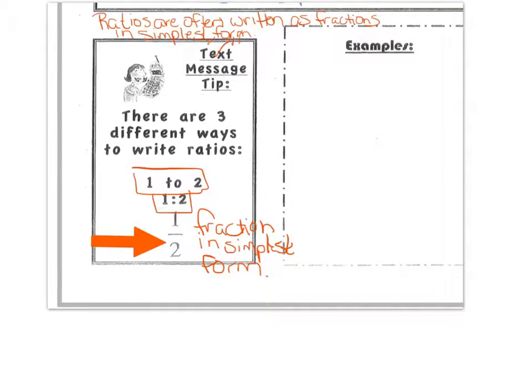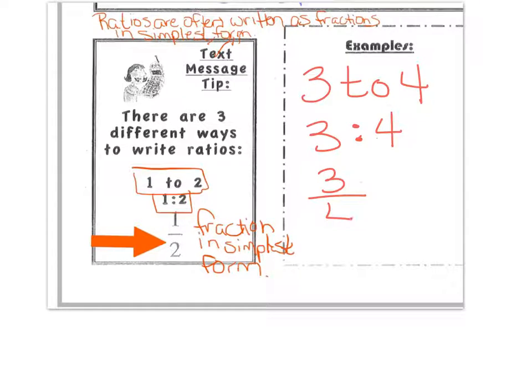So let's write an example. Let's say that 3 out of 4 students scored an A on the math test they just took. We can write that in 3 different ways. 3 to 4, or we can write 3 colon 4, or we can write 3 over 4 as a fraction. Okay, 3 out of 4 students, and you always should have words or labels with all ratios.